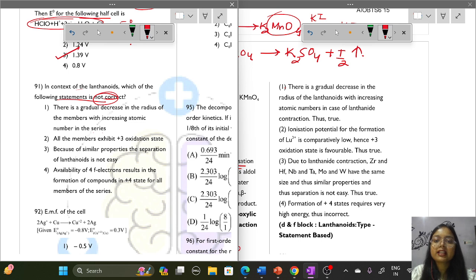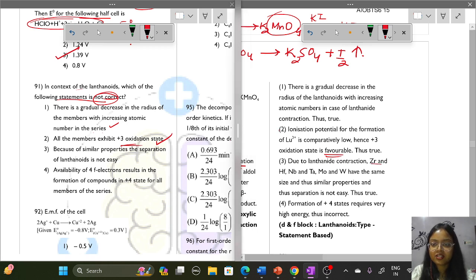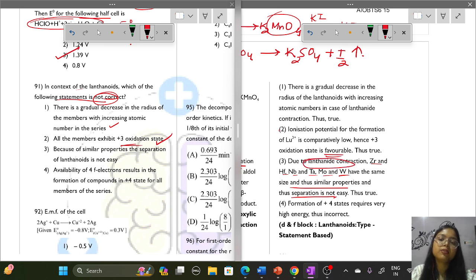So first one is a gradual decrease in the radius of lanthanoid with increasing atomic number, in case of lanthanoid contraction. Yeah, first one is possible in case of lanthanoid contraction. This statement is true. For second statement, ionization potential for the formation of Lu +3 is comparatively low, hence +3 oxidation state is favorable. Yeah, so +3 oxidation state is favorable. This is also true. Third one is due to lanthanoid contraction, zirconium, Hf, Nb, Ta, Mo, W have the same size and similar properties, thus the separation is not easy. Why? Because of lanthanoid contraction. Option number 3 is also correct.